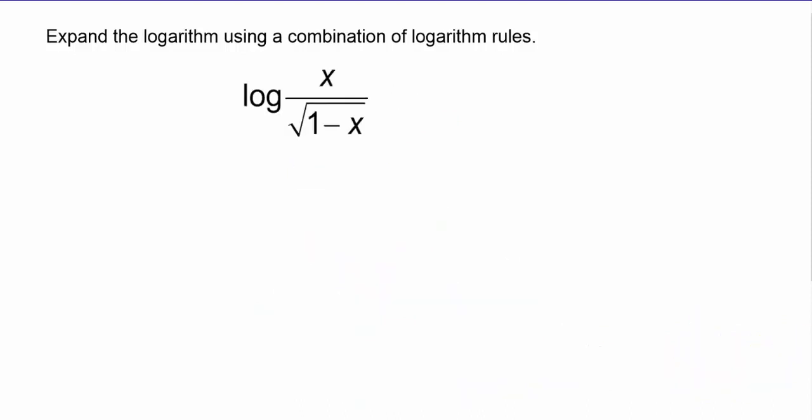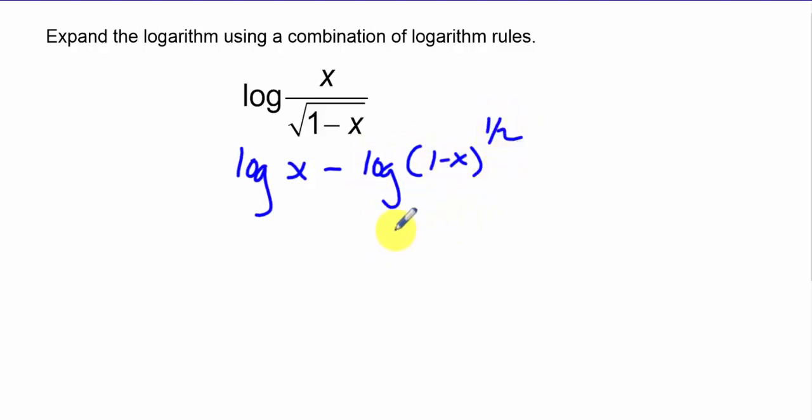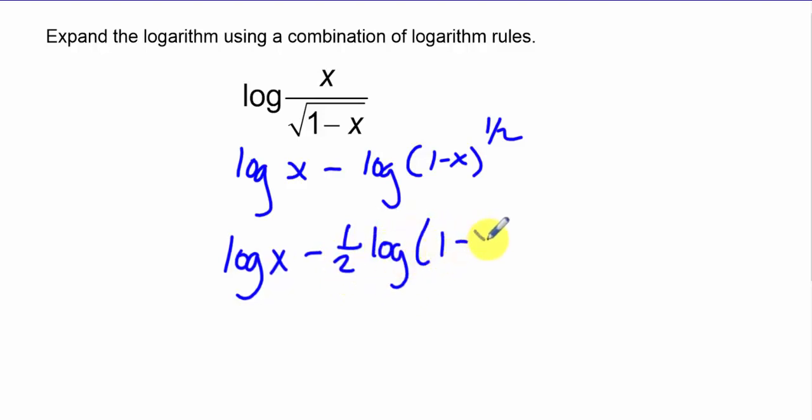Same thing here. This is separated by a division first, and then we have the root on this, which we'll take care of in that order. So this is the log of x minus the log of, I'll just do this all in one shot, 1 minus x to the 1/2 power, so that power needs to go out in front. And this is actually the answer right here.